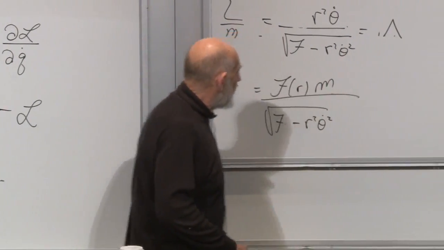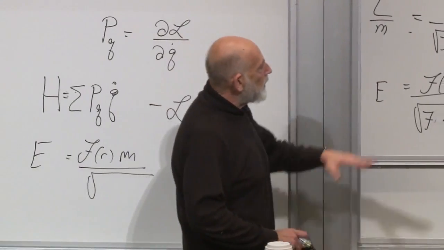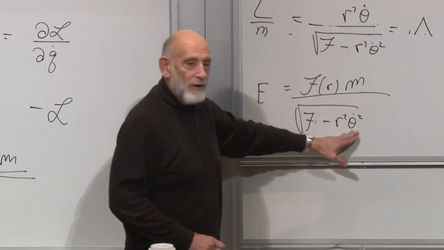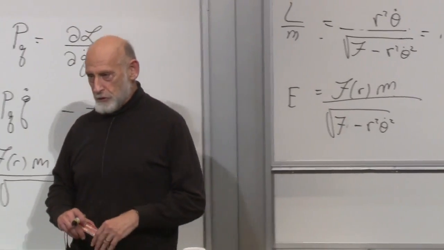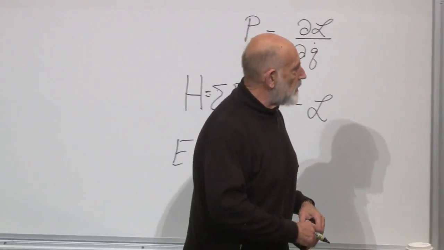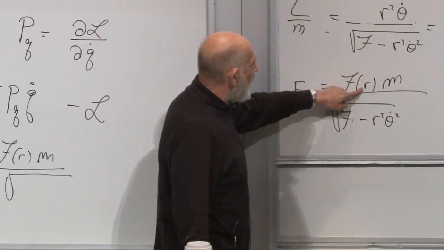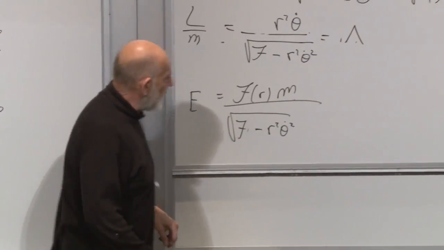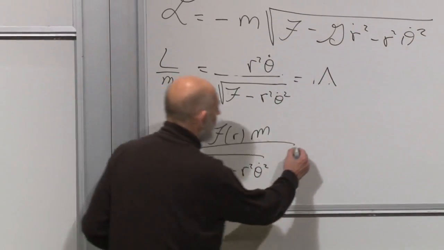It's very easy to do. I won't do it, but then when you get it, you plug it back into the energy equation. And the result is that you have the energy as a function of R and the reduced angular momentum. So I'll tell you what you get.